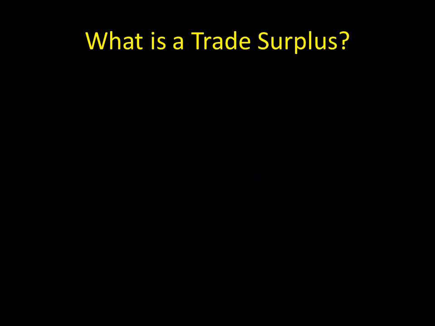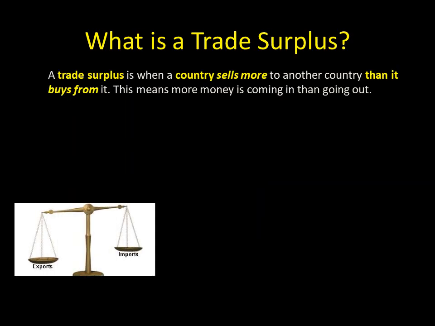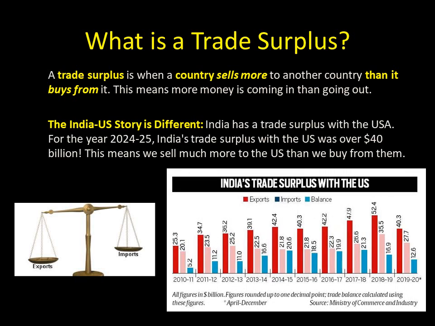What is a trade surplus? A trade surplus is when a country sells more to another country than it buys from it. This means more money is coming in than going out. The example is the India-US story. India has a trade surplus with the USA. For the year 2024-25, India's trade surplus with the US was over $40 billion. This means we sell much more to the US than we buy from them.